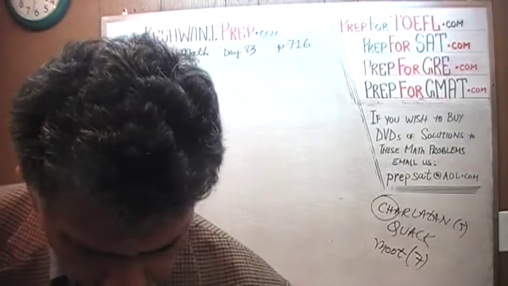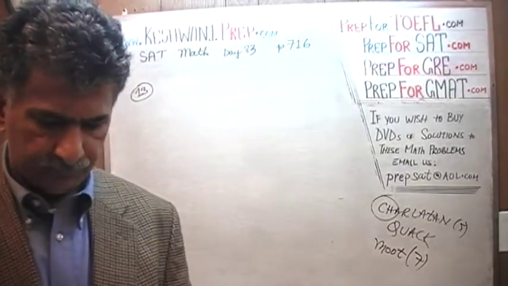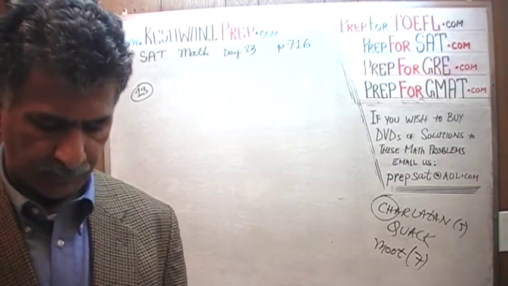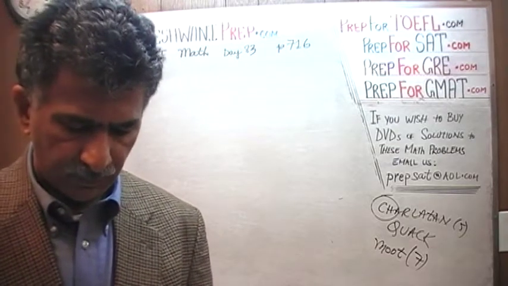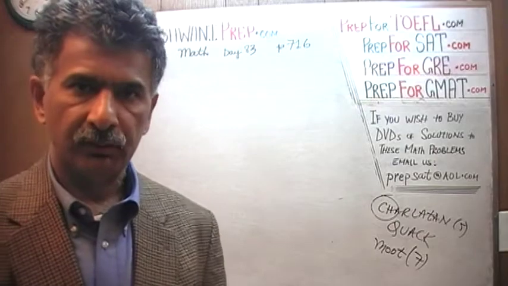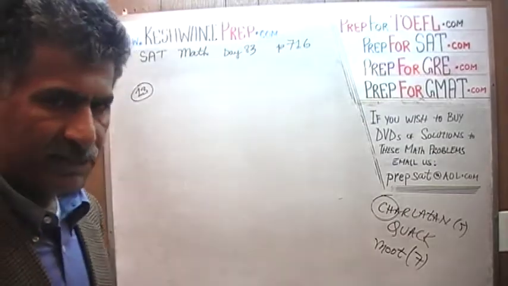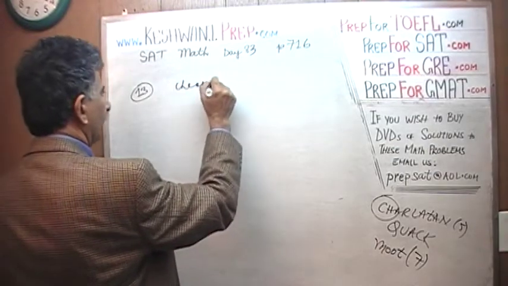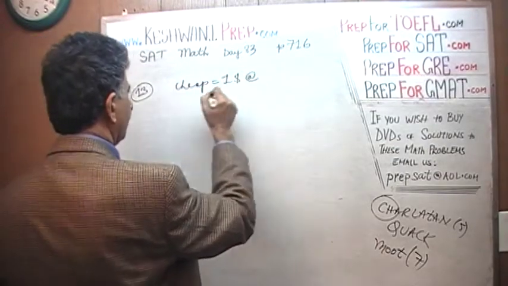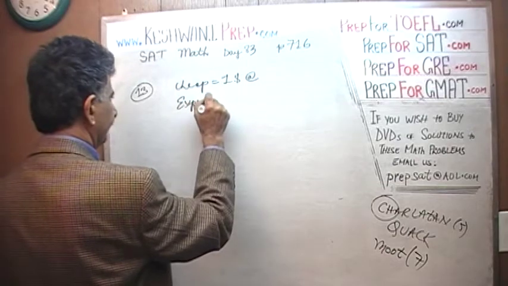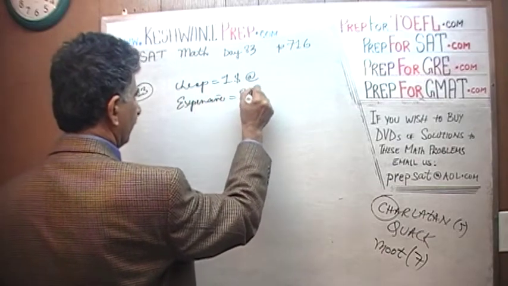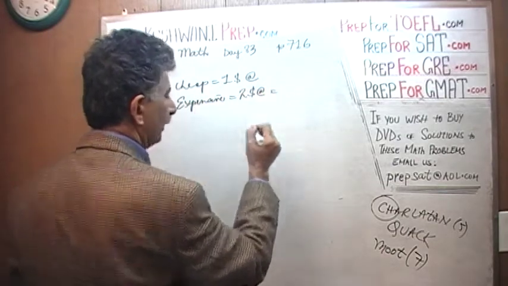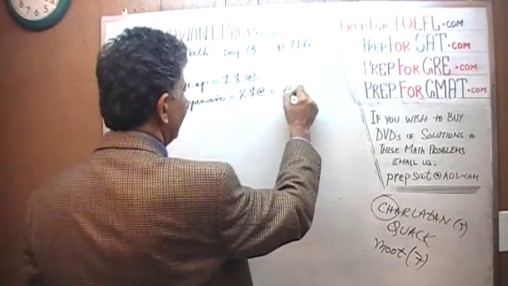A school ordered $600 worth of light bulbs. Some of the light bulbs cost $1 each, and others cost $2 each. So let's call them the cheap ones and the expensive ones. So the cheap ones were $1 each, and the expensive ones were $2 each. I'm going to call the expensive one with the letter E.